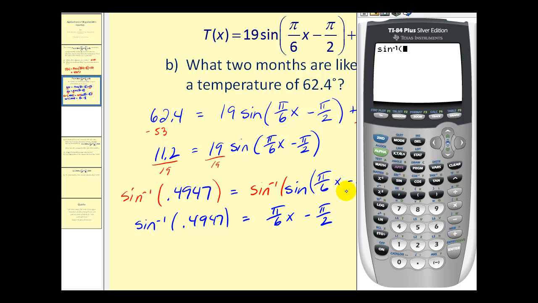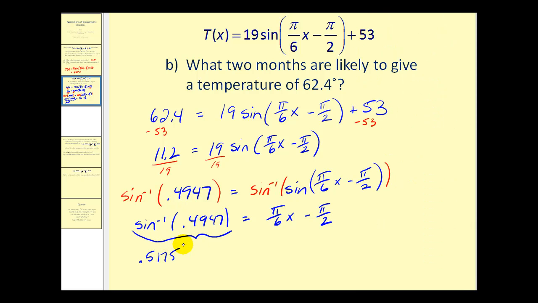Inverse sine 0.4947. This is going to give us an angle of approximately 0.5175 radians. But remember, the sine function is also positive in the second quadrant. So there's going to be a second angle here that has a sine function value of 0.4947. So even though it's not in the range of inverse sine, the original equation does not have inverse sine in it. So we are going to have to find that other angle.